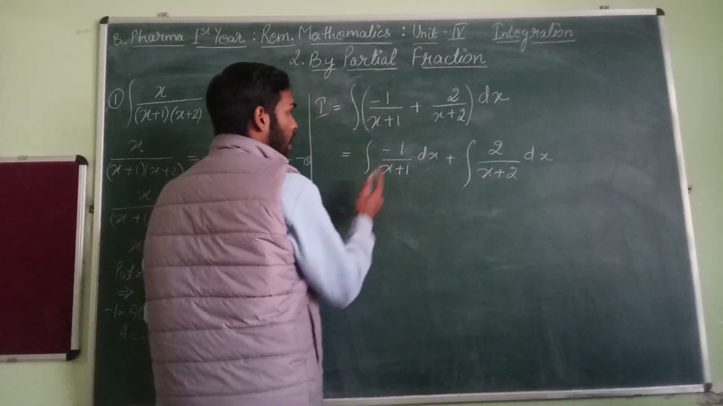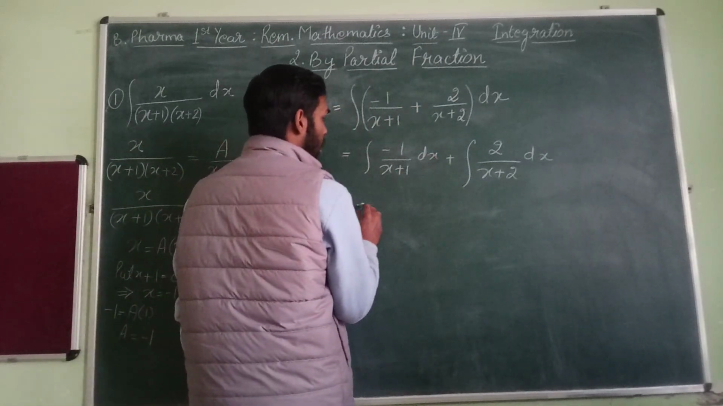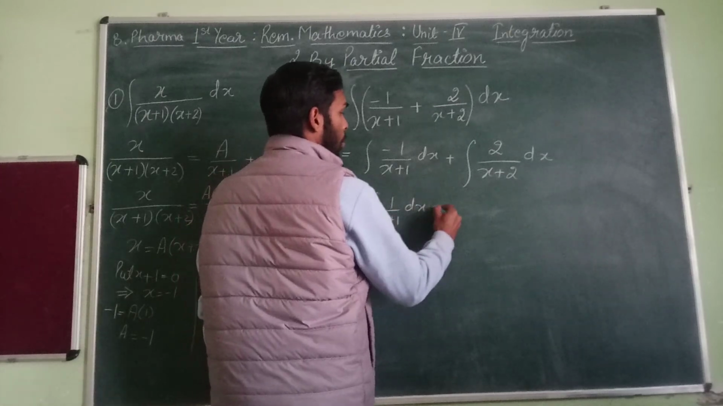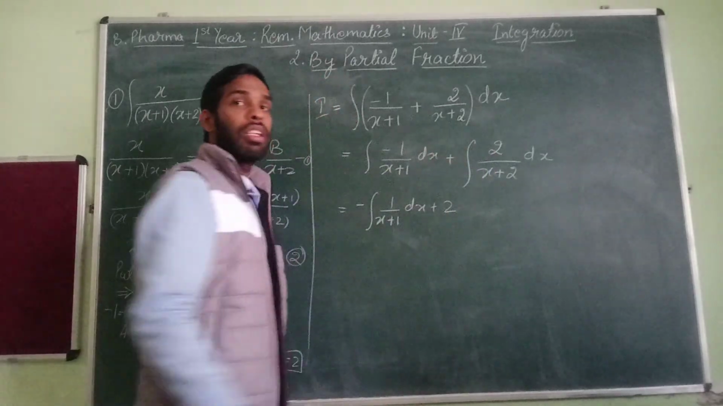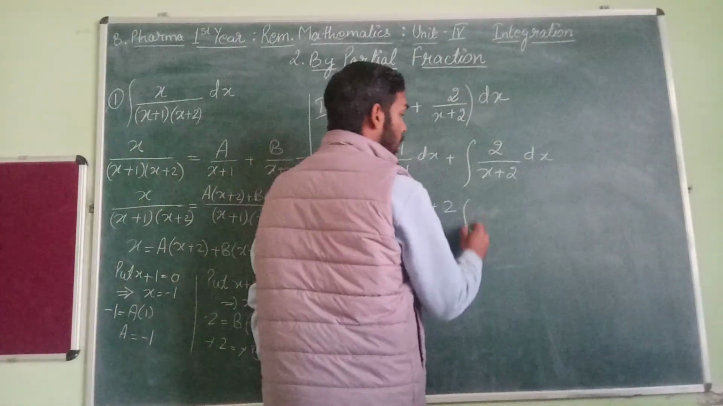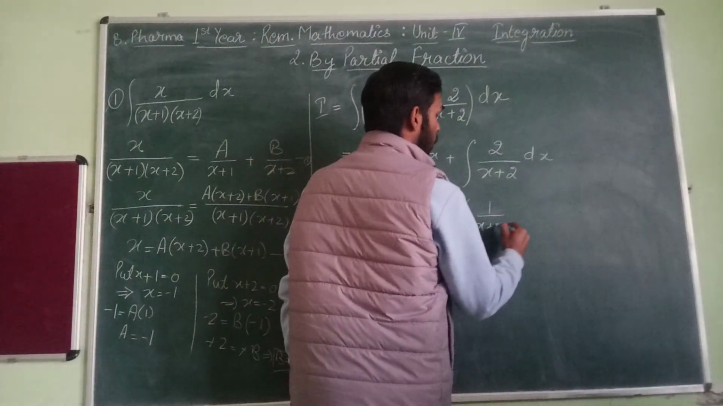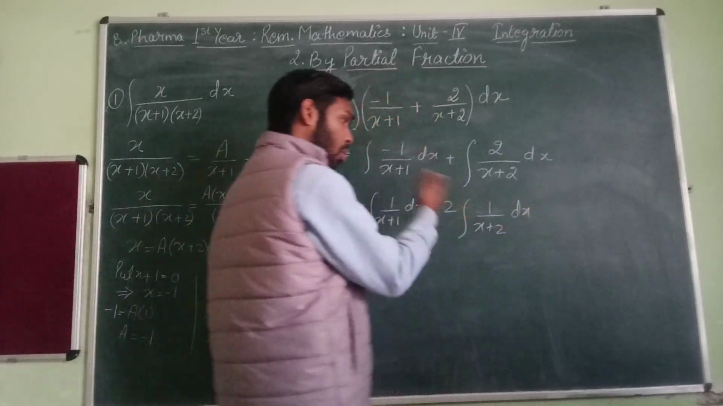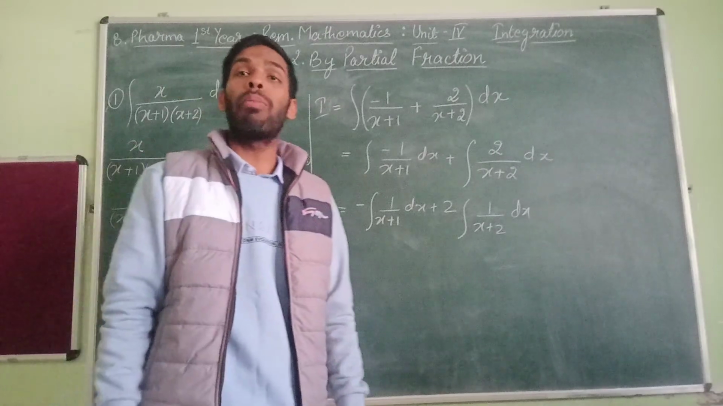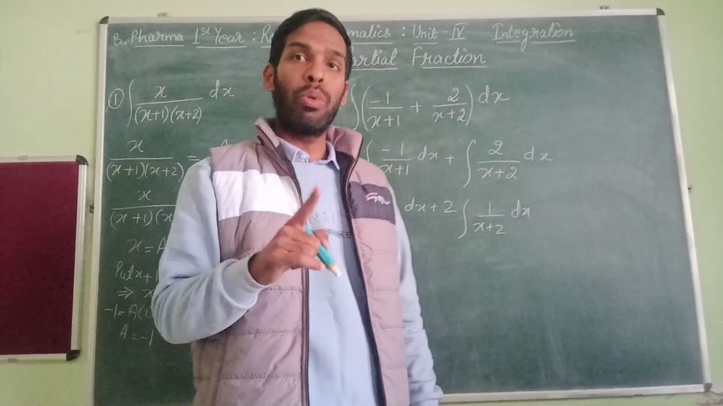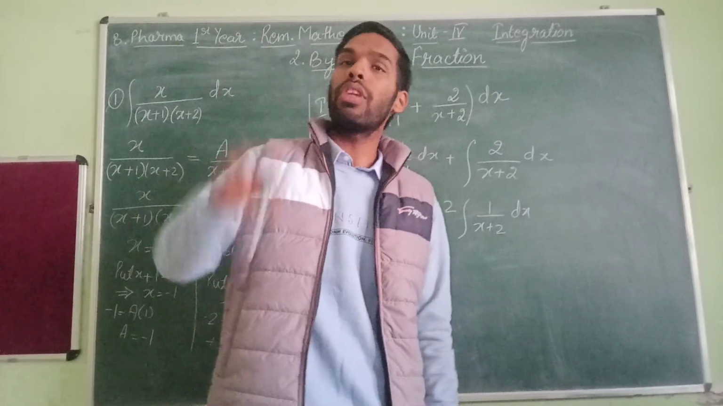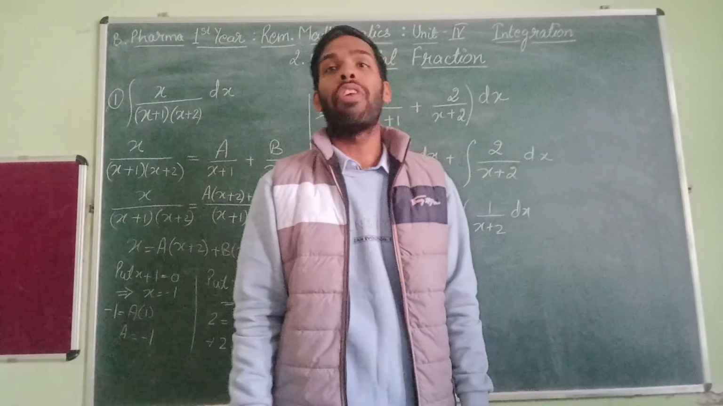After that you can take this minus sign out of the integration, so minus integral 1 upon x plus 1 dx plus, similarly you can take this constant term 2 outside the integration, so that will be 2 times integral 1 upon x plus 2 dx. See why I have taken these constants outside of the integration, because what is the integration of 1 upon x plus 1? If I ask you what is the integration of 1 upon x plus 1, that means 1 upon x plus 1 is the differentiation of what? That is log of x plus 1.